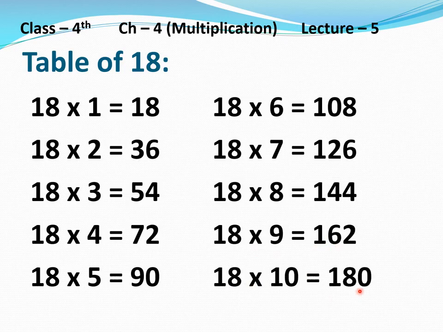Speak with me one more time. 18 ones are 18, 18 twos are 36, 18 threes are 54, 18 fours are 72, 18 fives are 90, 18 sixes are 108, 18 sevens are 126, 18 eights are 144, 18 nines are 162, 18 tens are 180.